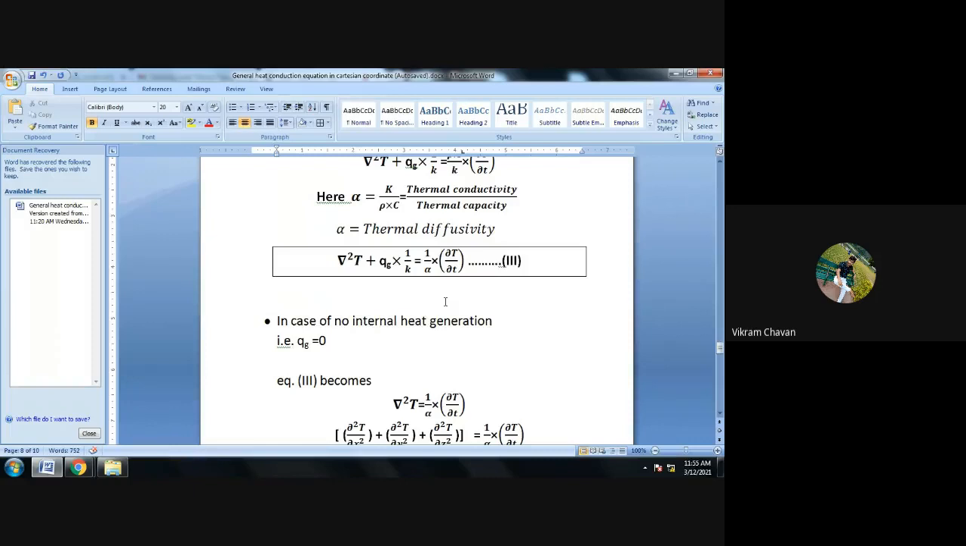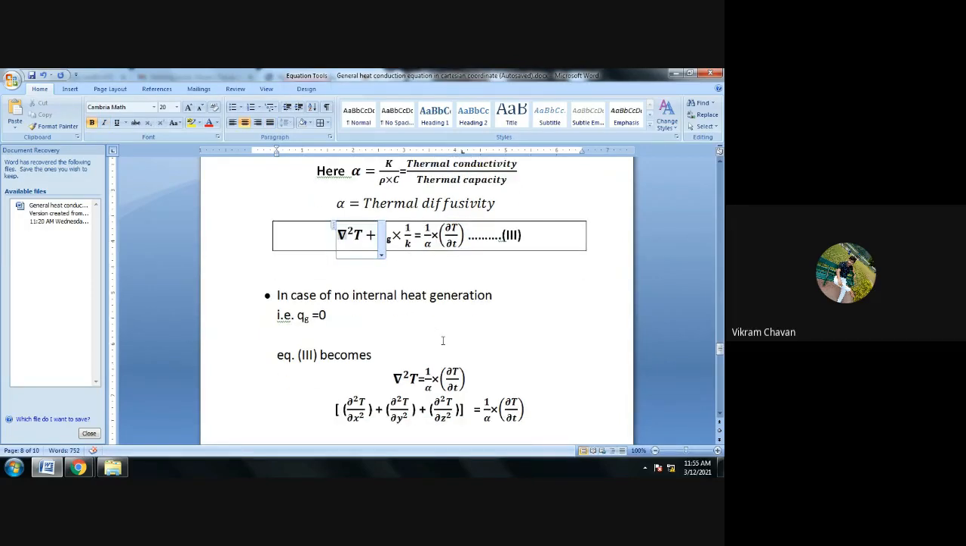Now if you consider that the element does not generate the heat, what will be the general heat conduction equation for that element? In that case, we have to assume that Qg is 0. That is, the heat generated per unit volume per unit time is equal to 0, that is small q suffix g is equal to 0. Now we are going to substitute this Qg value in our equation number 3.